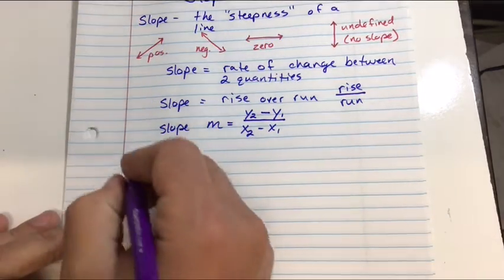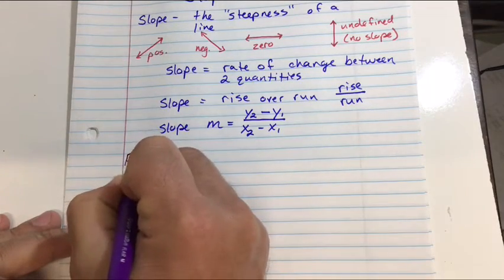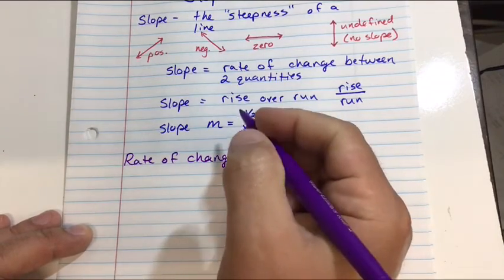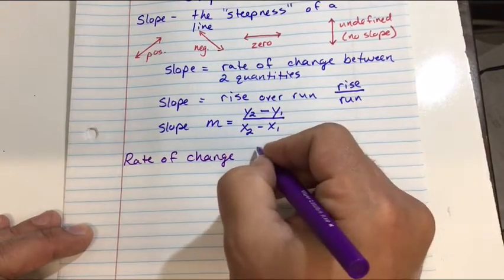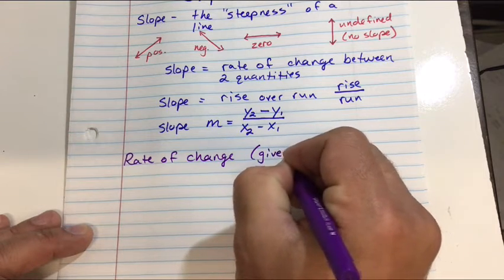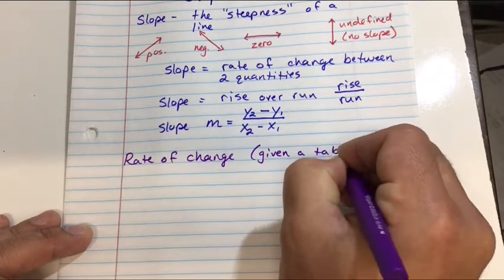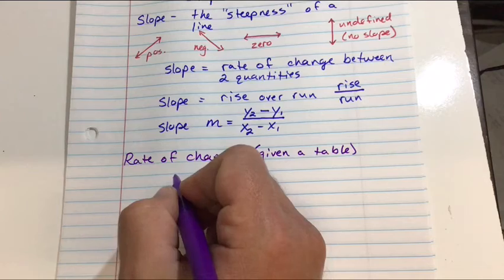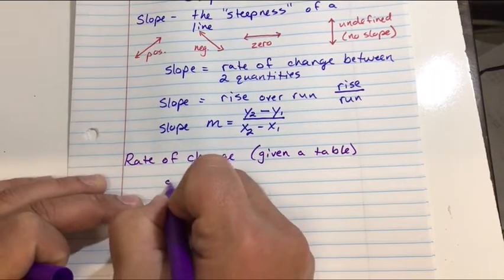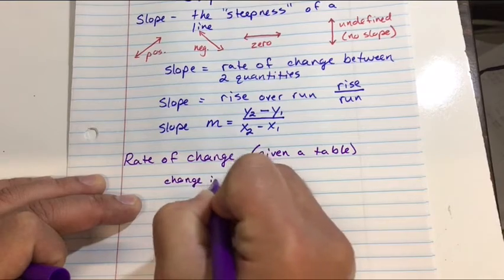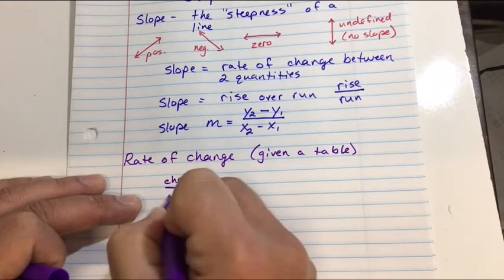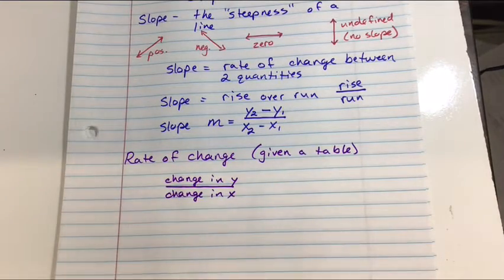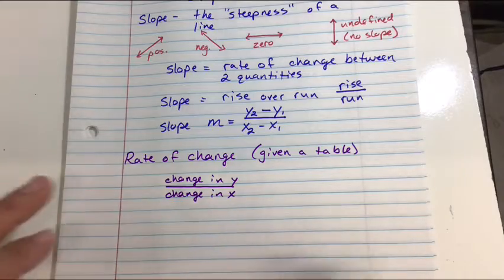So let's talk about if I was using the rate of change. This is if I were given a table of values. If the starting information is a table of values, we're going to think of this as the rate of change, the change in the y values for my rise over the change in the x values. You're going to be given a table sometimes, and we're going to need to calculate how we find slope using that table.